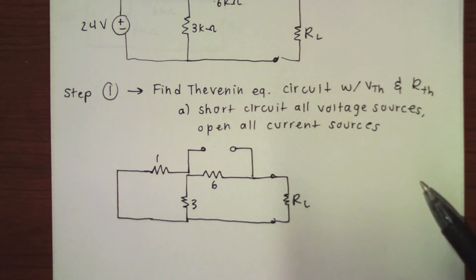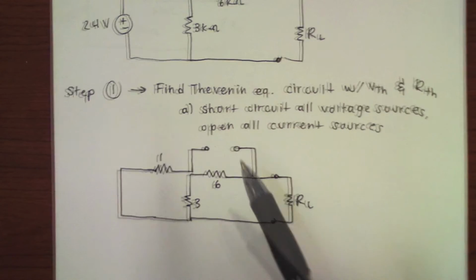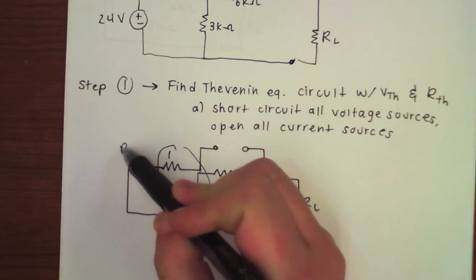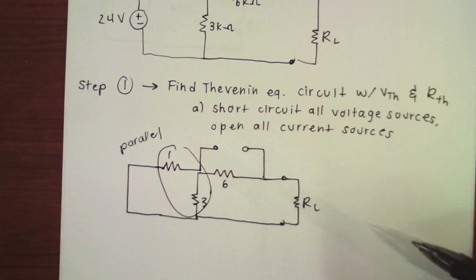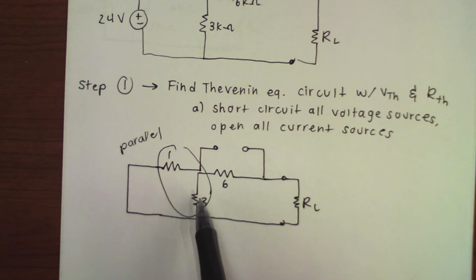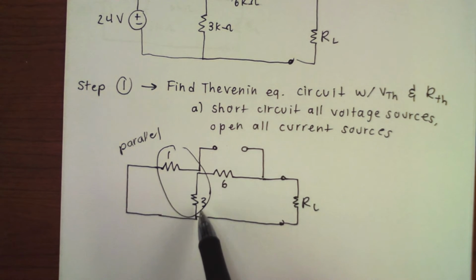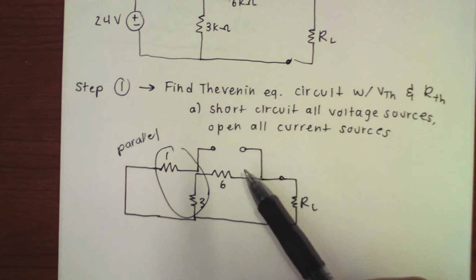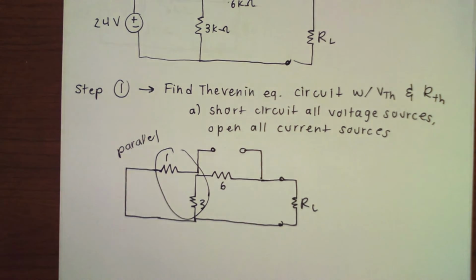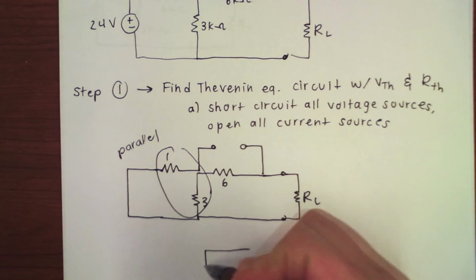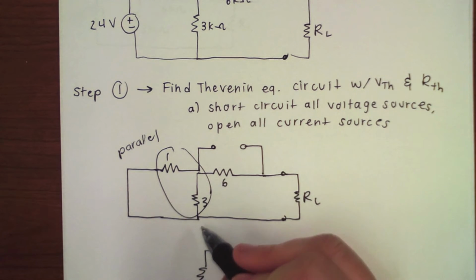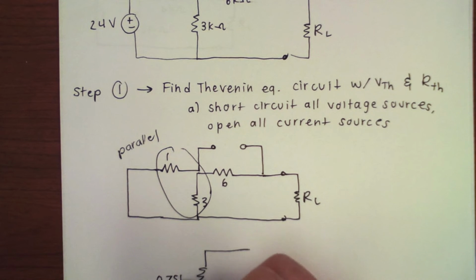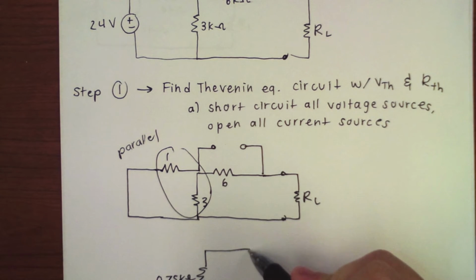Now we can analyze these resistors and say, okay, these two are obviously in parallel, and once we find the parallel equivalent resistance of these two, we can sum that resistance with this 6 kilo ohm resistor and find an equivalent source resistance. So first we find that the equivalent resistance for this right here is going to be 0.75 kilo ohms, and then we still have this 6 kilo ohm resistor right here.